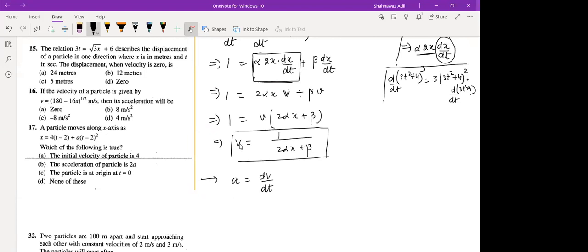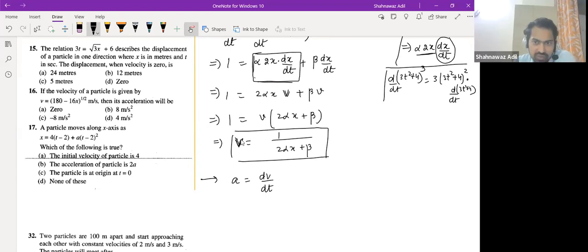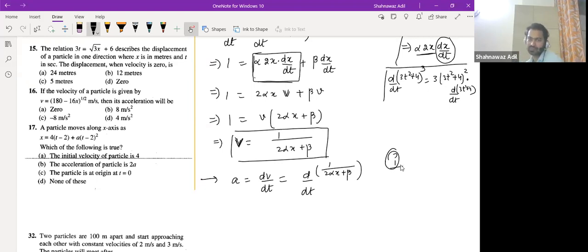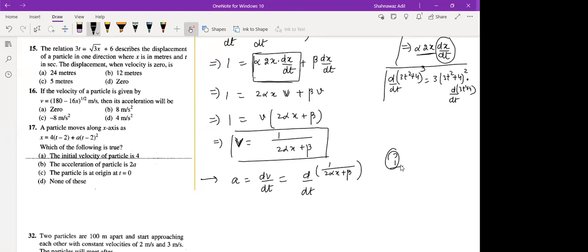Yes, sir. Now you see, this v is a function of time or distance? From that relation, what can you say? Distance. Absolutely correct. So keep that in mind, right? So this is d by dt of 1 by 2 alpha x plus beta. You guys calculate this differentiation and tell what do you get. Please calculate and tell. Are you guys calculating? Yes, sir. Calculating.